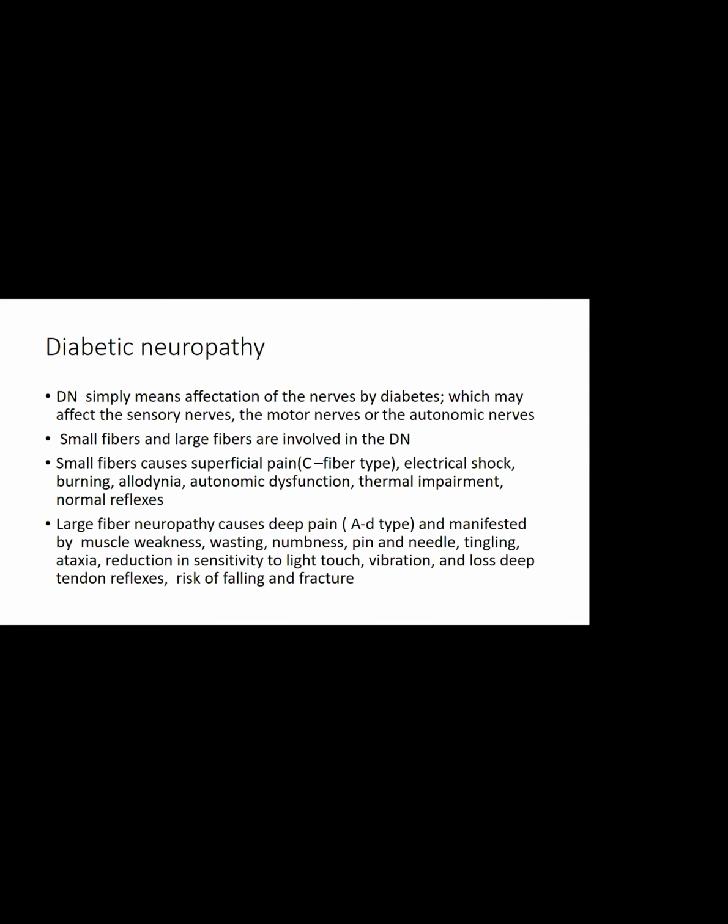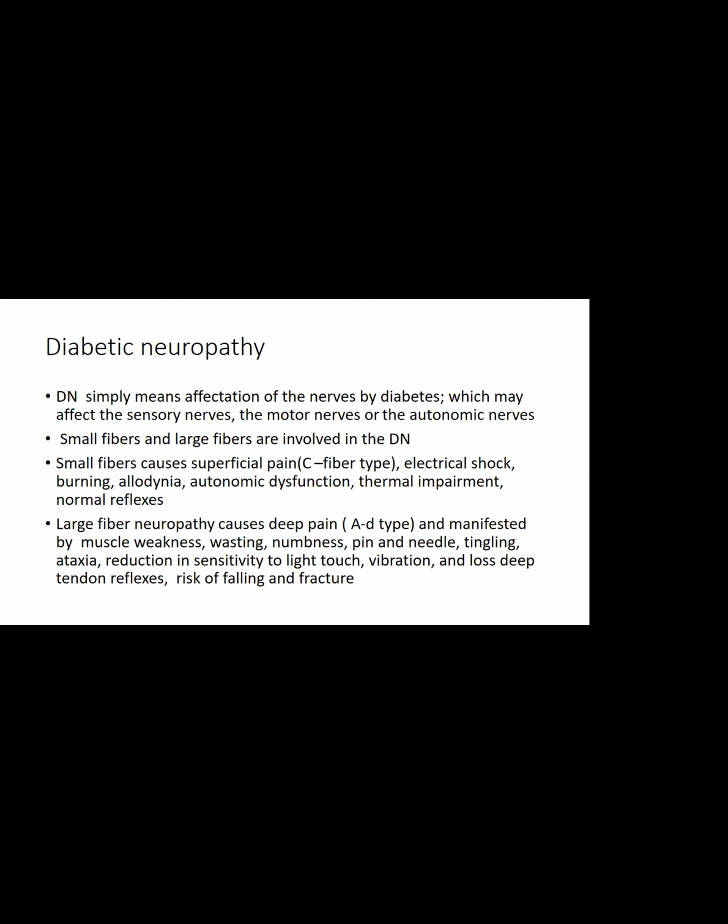Diabetic neuropathy simply means affectation of the nerves by diabetes mellitus. It can affect the sensory, the motor, or the autonomic nervous system. The small fibers and the large fibers are involved in diabetic neuropathy. The small fibers cause superficial pain, electrical shooting, burning sensation, allodynia, autonomic dysfunction, thermal impairments, but patients have normal reflexes.